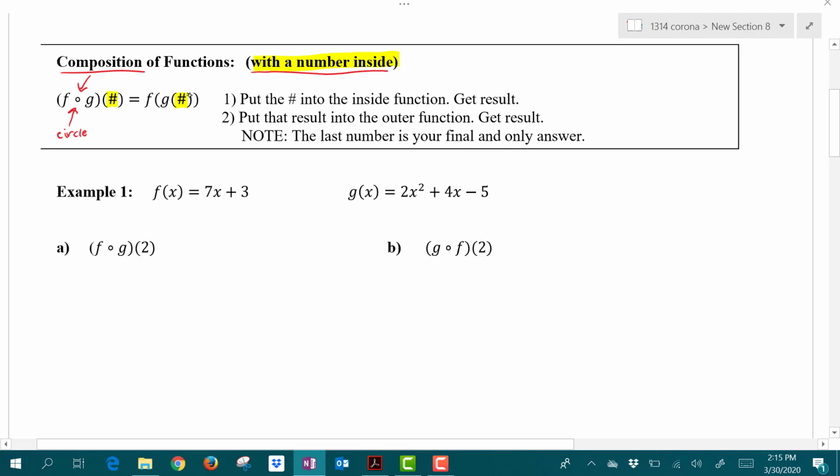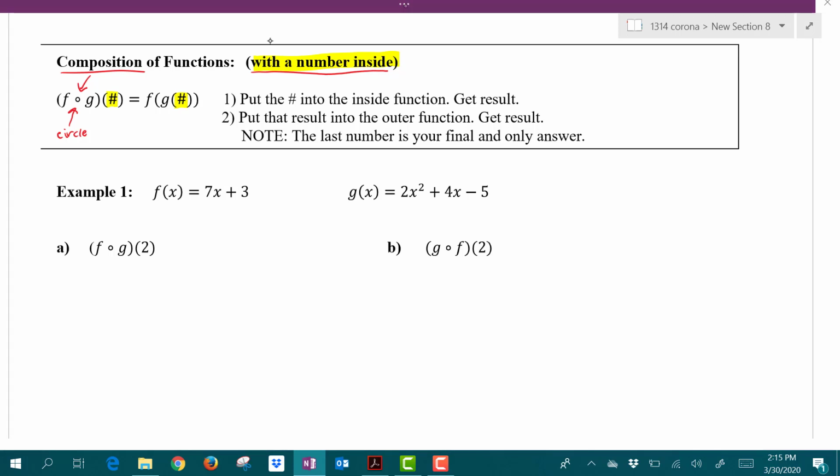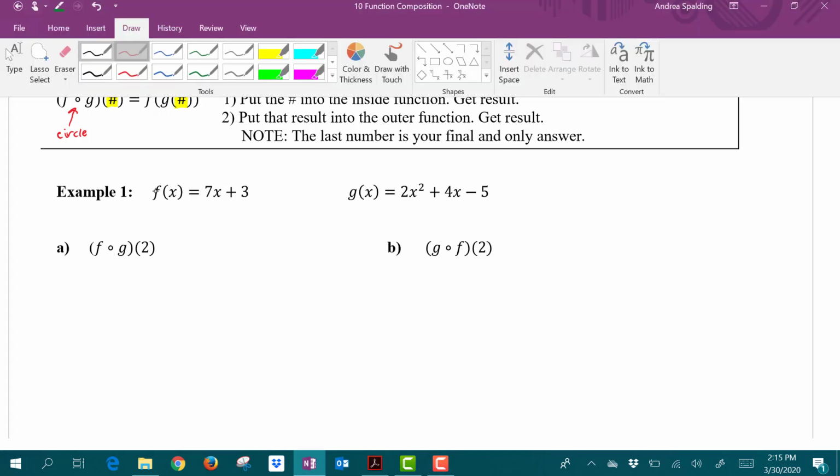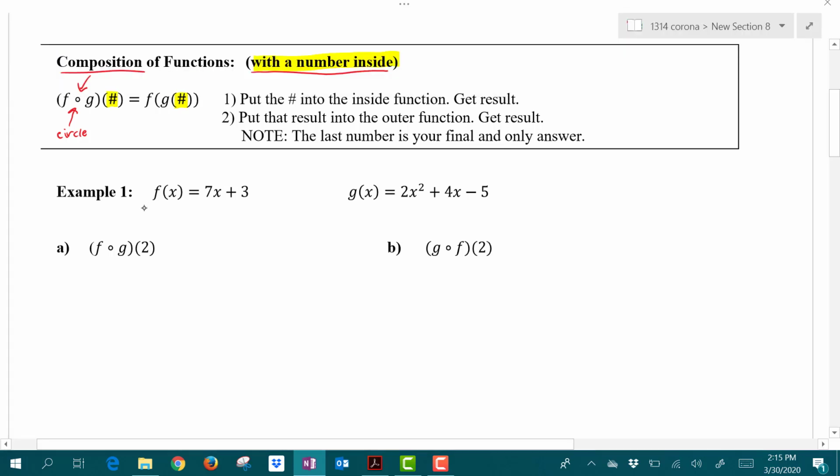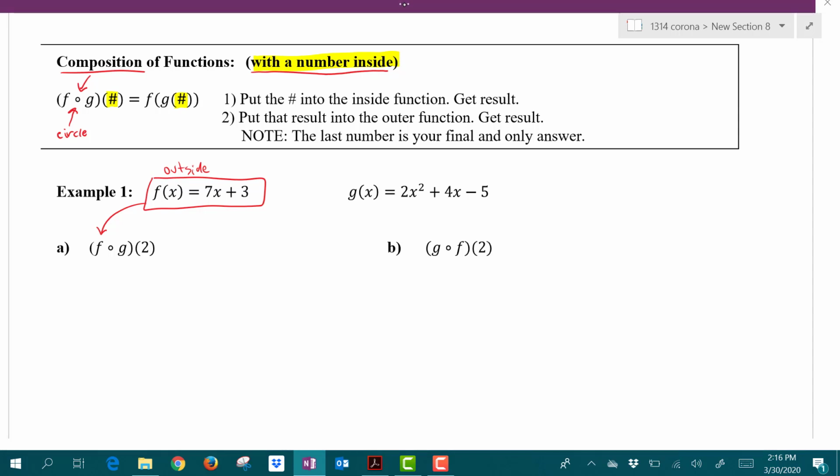So in example 1, we have two functions, f and g. Part A asks us to find f composed with g, or f circle g of 2. So f represents the first function, or the outside function, in this case, and g represents the second function, or the inside function.